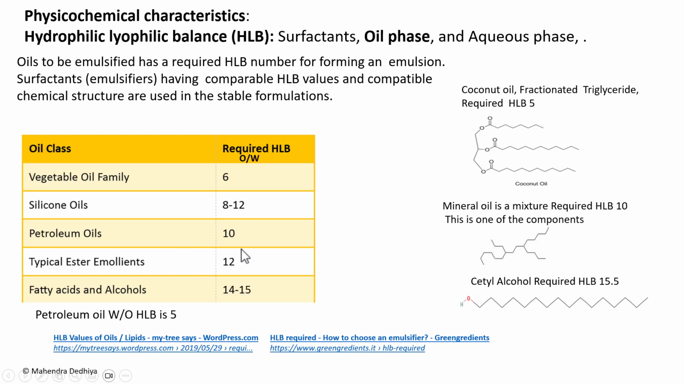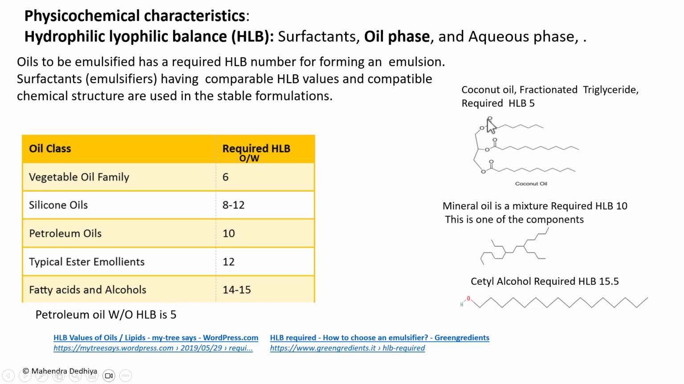Ester emollients HLB requirement is about 12. Fatty acids and alcohols, such as acetyl alcohol, require HLB of about 15. Petroleum oil, to produce a water and oil emulsion, HLB should be around 5.